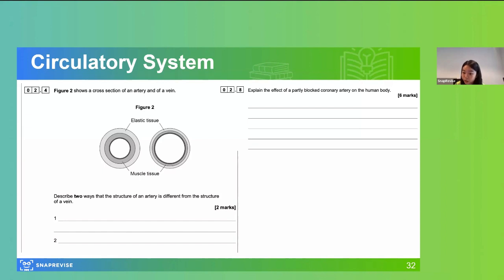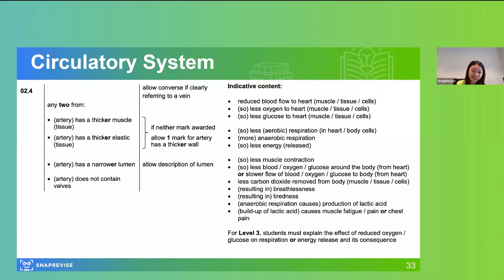There's also less muscle contraction. Think about all of this. And also I said, because there's less aerobic respiration, there's going to be more anaerobic respiration because there's a lack of oxygen. So they carry out anaerobic respiration. Anaerobic respiration produces lactic acid. Lactic acid causes muscle fatigue. This is a very difficult question. I am very aware. Here is the answer to all of this.